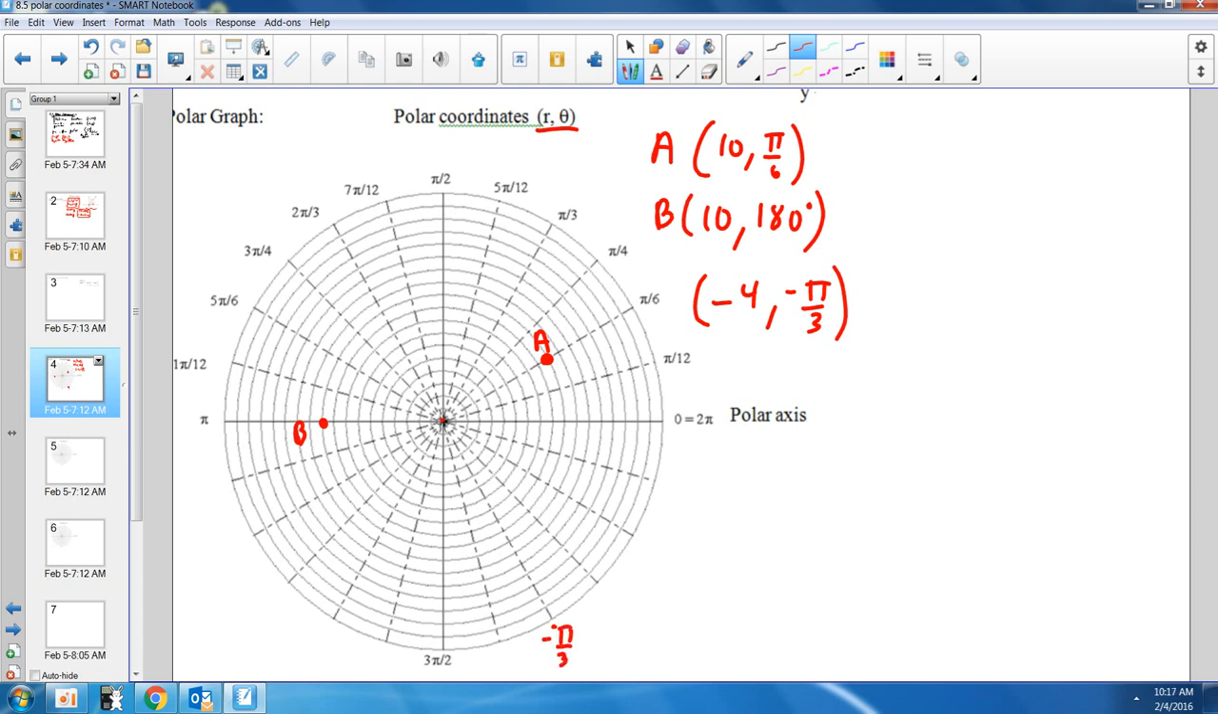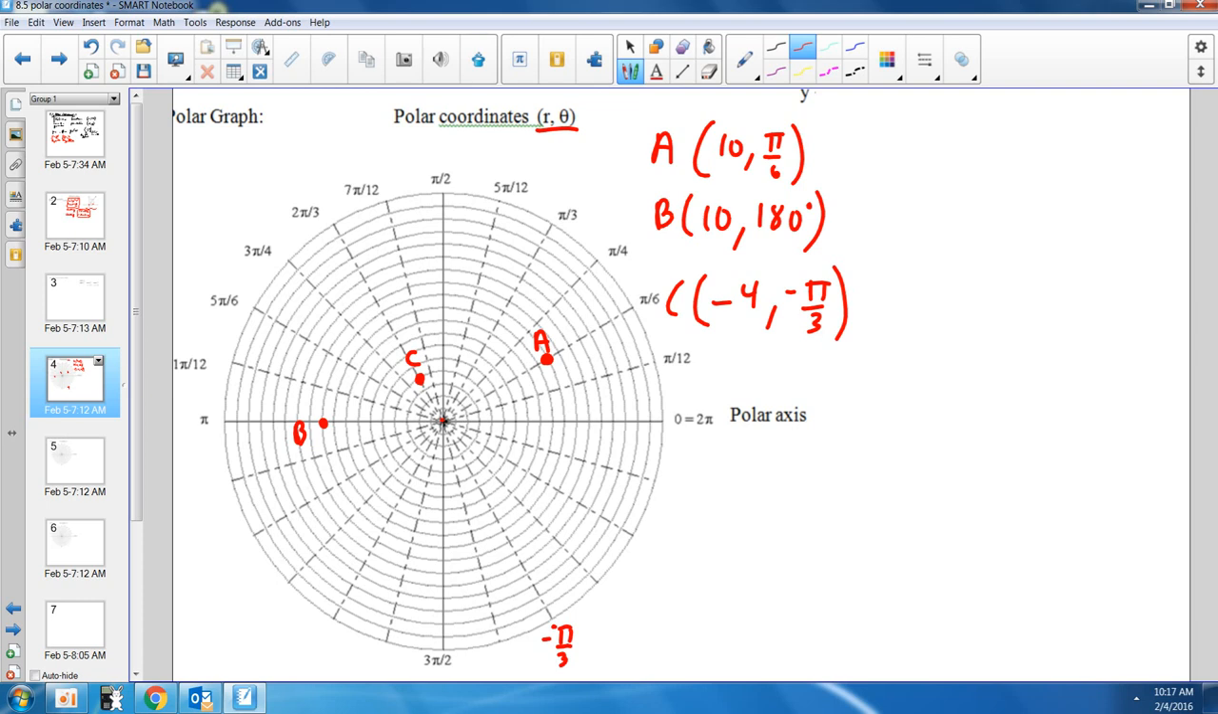But then the directed distance is a negative 4. Negative means going away from the angle. Meaning instead of going toward the angle, I'm going to go away from the angle. So really, this point here, point C, is going to be going 1, 2, 3, 4, which is right here. So we see that with negative r's, all you do is go away from the angle. That's the only thing you really have to remember. That's the first part of the homework, is to simply graph the points.